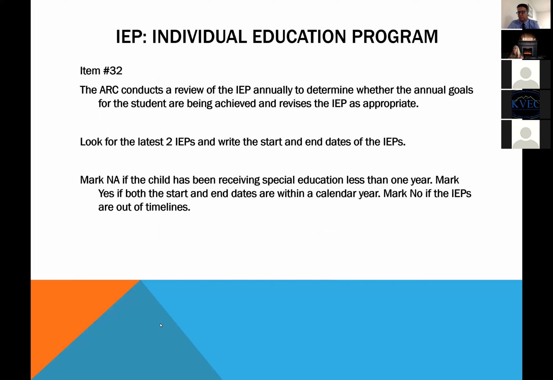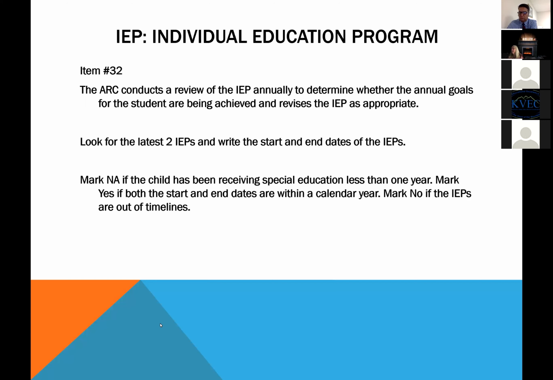Now we're transferring over to your IEP, which is your Individualized Education Program. Item number 32, the ARC conducts a review of the IEP annually to determine whether the annual goals for the student are being achieved, and revises that IEP as appropriate. So what we're looking for here is the latest 2 IEPs. We have to write down the start date and the end dates of both of those IEPs.